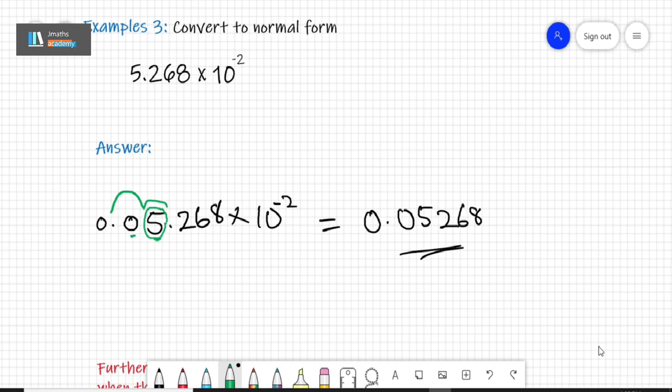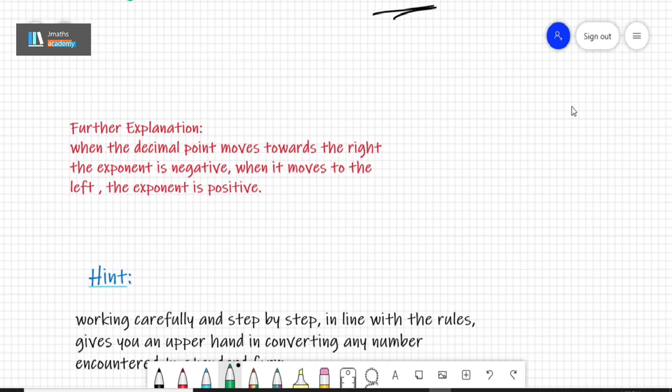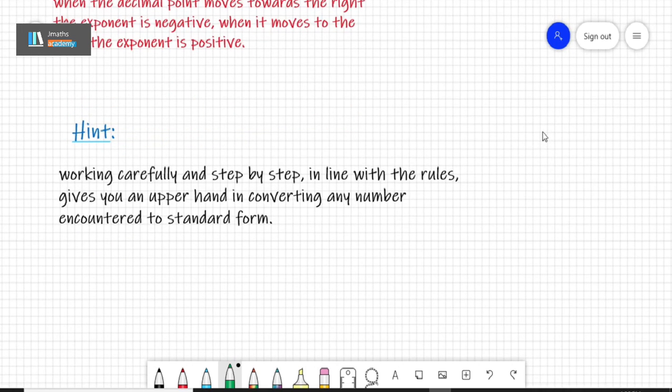Now to our further explanation. Just as I've said, when the decimal point moves towards the right, the exponent is negative, and when it moves to the left, the exponent is positive. So that's just a point to note. Our hint is that working carefully and step by step in line with the rules gives you an upper hand in converting any number you encounter to standard form. So that's self-explanatory.